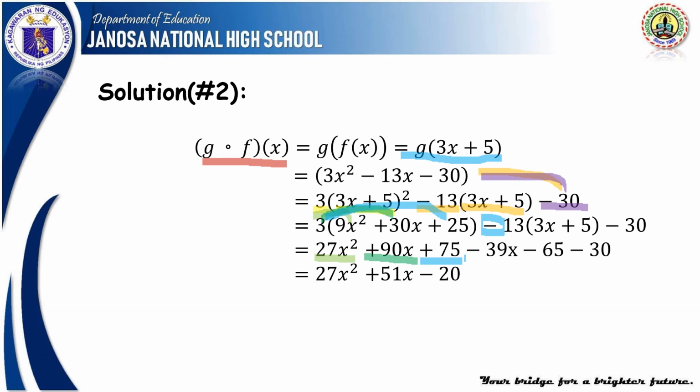Minus, we copy the operation sign, 13 times 3x is equal to 39x. And 13 times 5 is equal to 65. So since we are having subtraction, we will change the sign of the subtrahend. So we will have negative or minus 39x minus 65. Then again, copy the last term, which is minus 30.